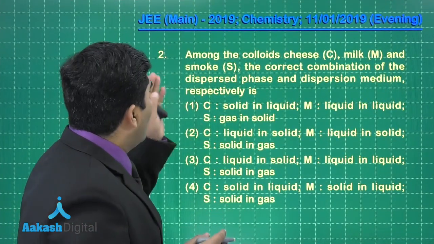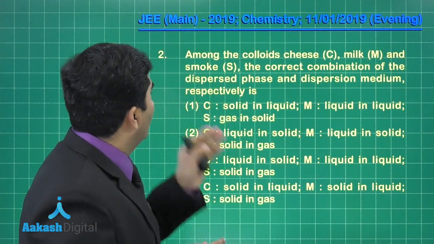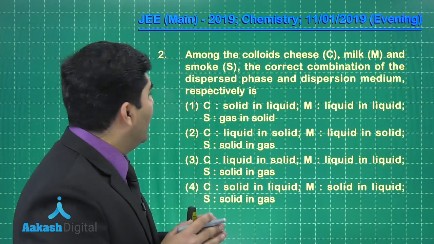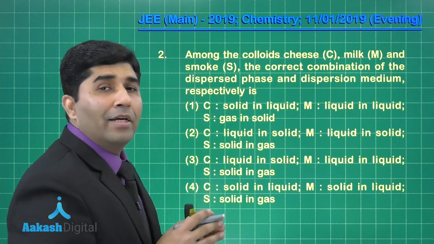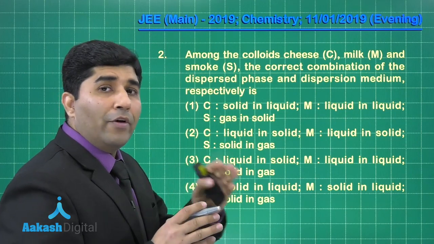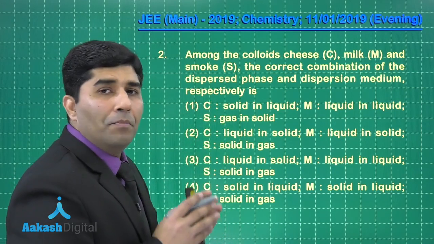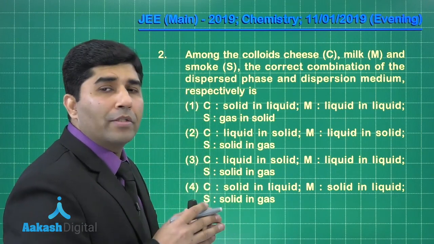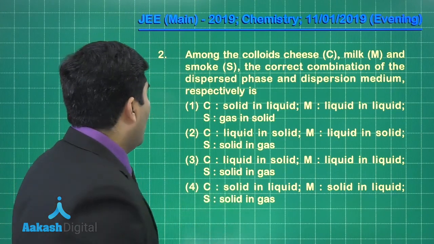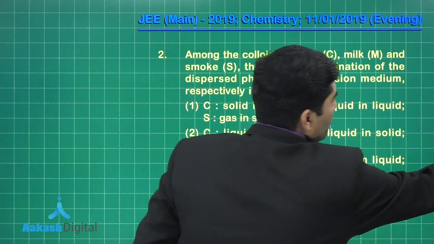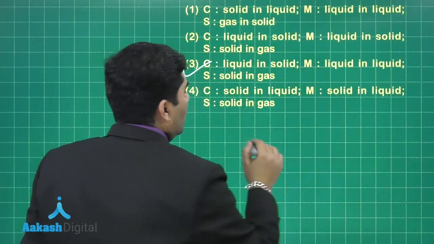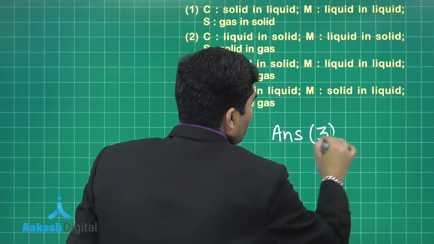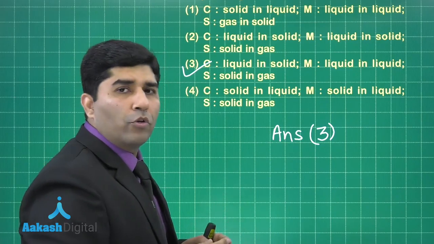Now the next question is: among the colloids cheese, milk and smoke, the correct combination of the dispersed phase and the dispersion medium respectively is. Now cheese is a gel, that is liquid dispersed in solid. Milk is an emulsion, meaning liquid dispersed in liquid, and smoke is solid dispersed in gas. So our correct answer will be 3. So the third is the correct option. Let's move on to the next question.